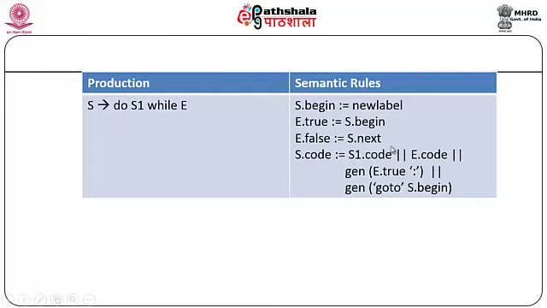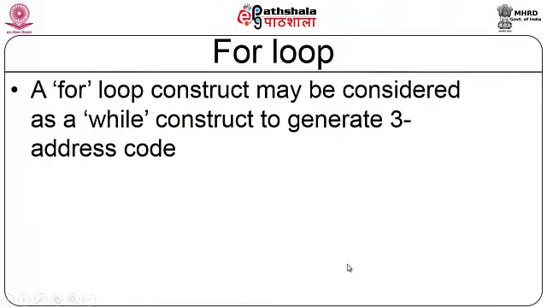So E.false equal to S.next will take care of coming out of the loop if the expression is false. Now, looking at control flow statements, we have looked at while, do while, if and if else. Nested if else can also be constructed, because the statement S1 or S2 which is part of your if or if else can be replaced with a further if or if else, so that becomes a nested construct. Nested constructs can be defined by looking at individual if else, and then integrating everything to get your final three address code.